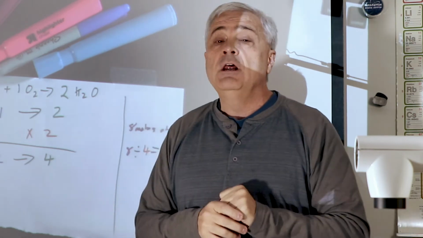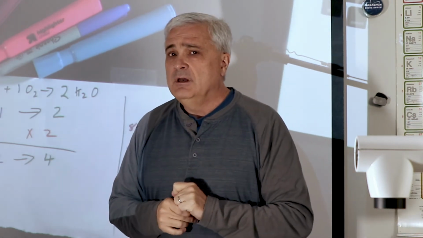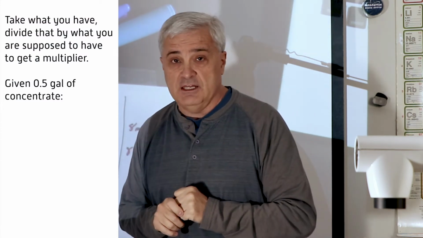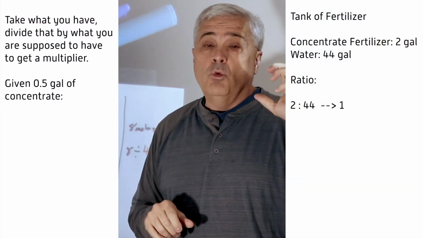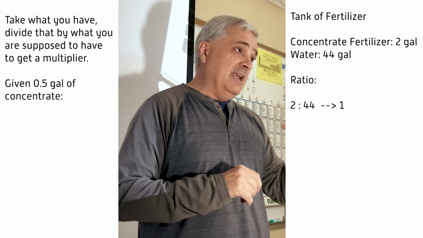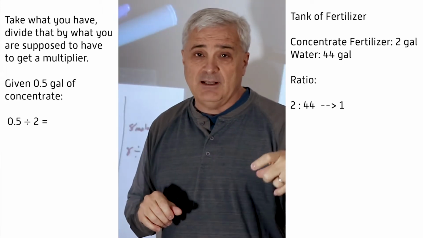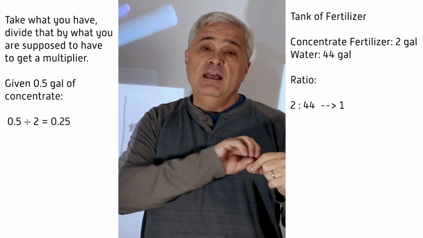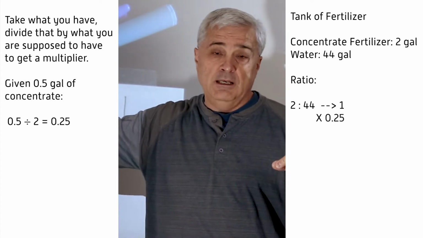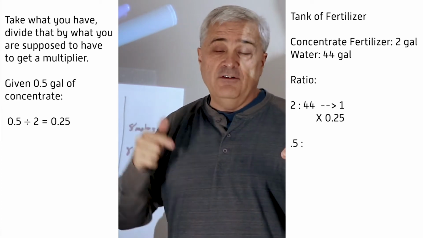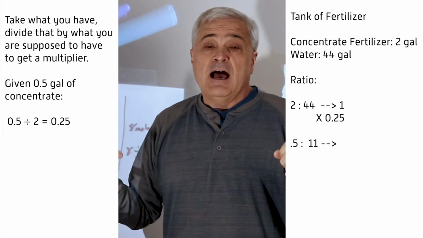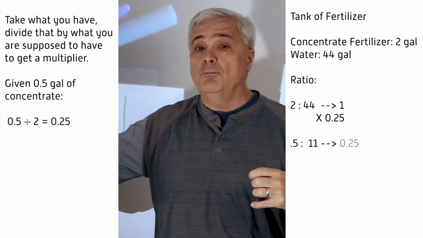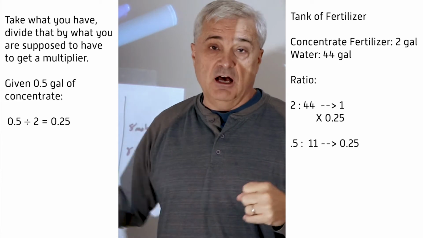Same equation, but let's just assume I only have 0.5 gallons of the fertilizer concentrate. So I take what I have, 0.5, divided by 2. 0.5 divided by 2 is 0.25. Now I take the 0.25 and multiply it by the 44 and the 1. So 0.25 times 44 is 11. I only need 11 gallons of water, and I'm only going to produce 0.25 tanks of fertilizer.